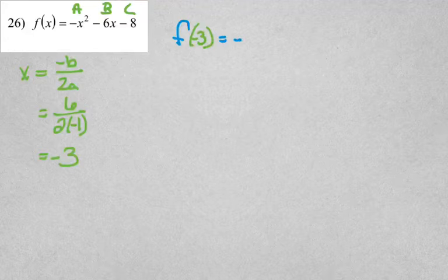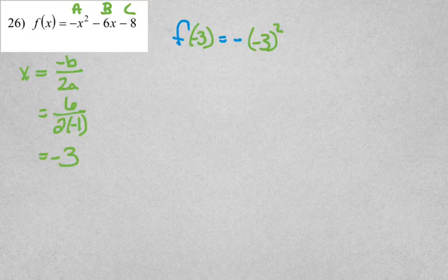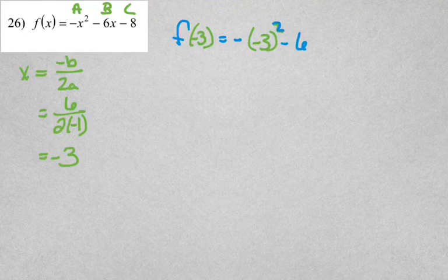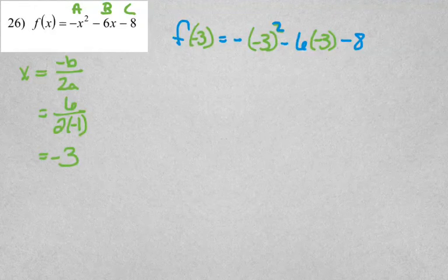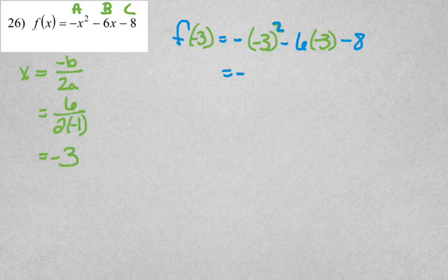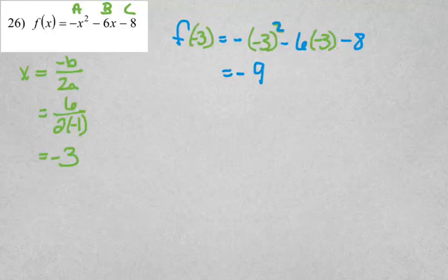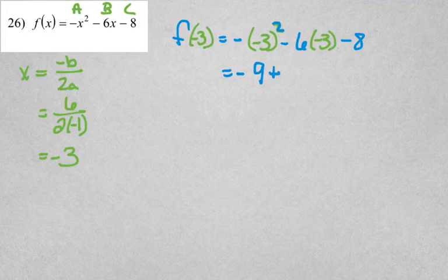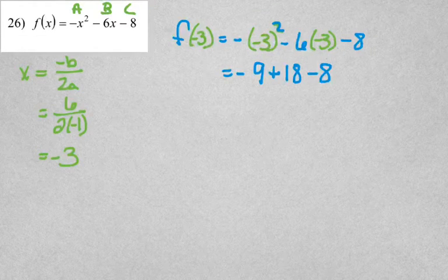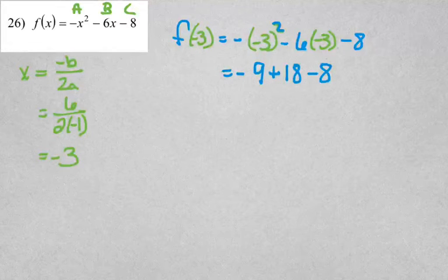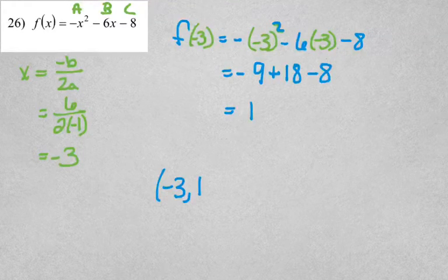So it means I have a negative of negative 3 squared minus 6 times a negative 3 minus 8. And so that means I am going to find out what negative 3 times negative 3 is, which is 9. And then I'll put a negative in front of it. Plus a negative 6 times a negative 3 is going to be a positive 18 minus 8, which gives me a positive 1. So my ordered pair is negative 3, comma 1.